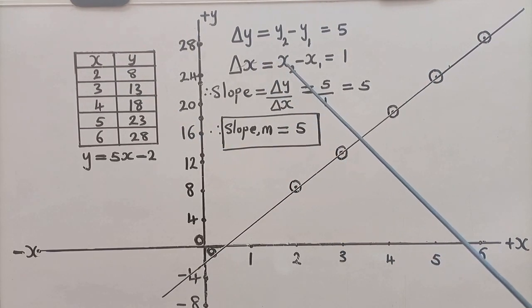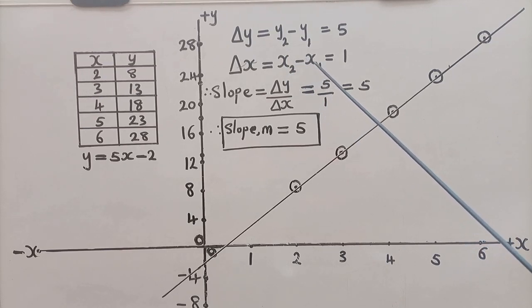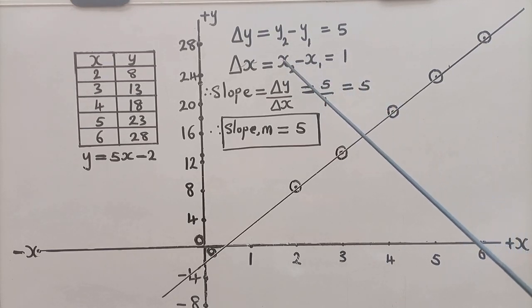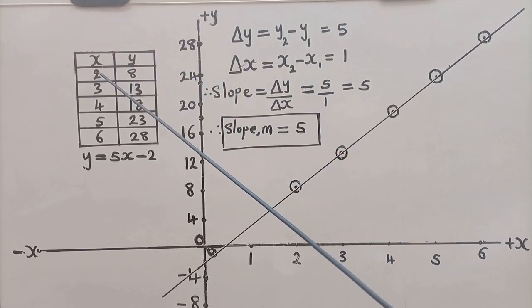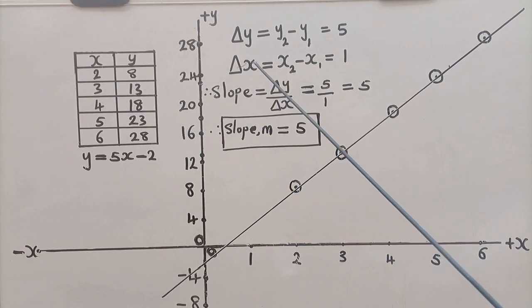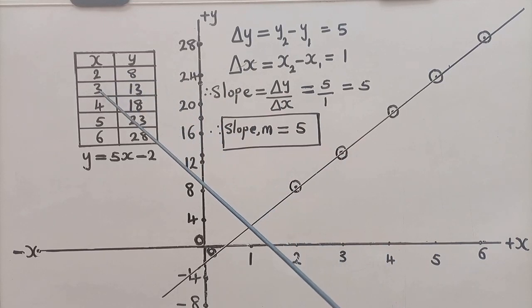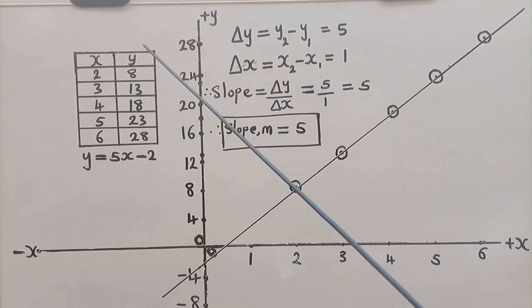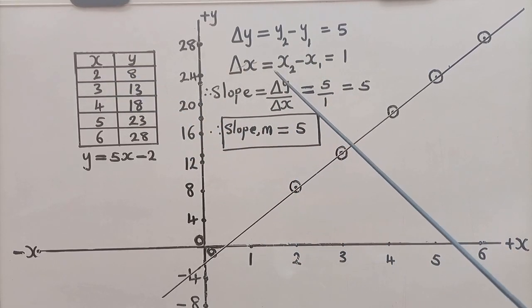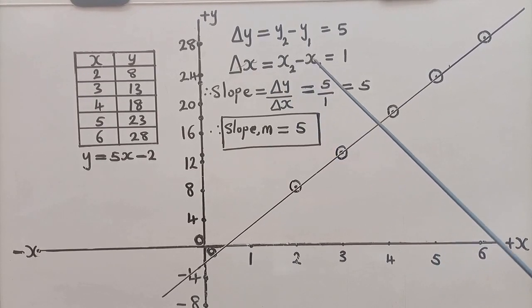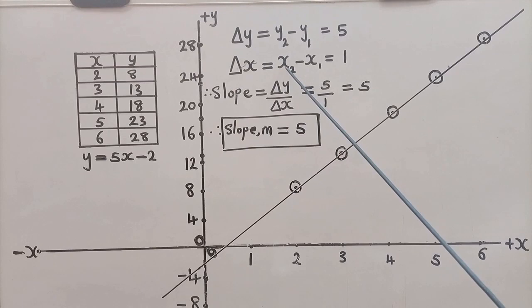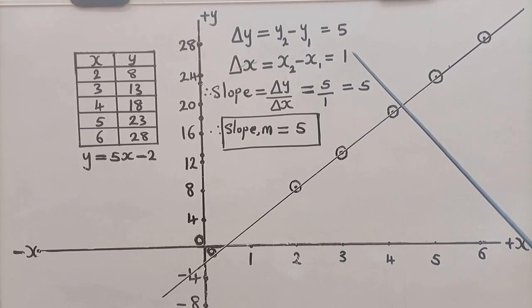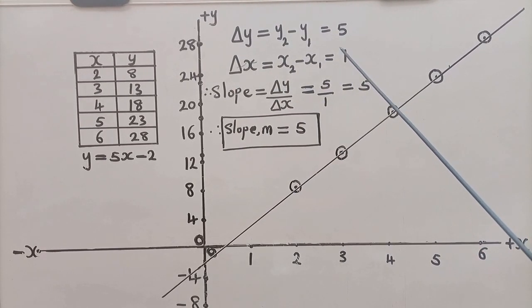What about this x? Change in x is equal to x2 minus x1. This succeeds. This precedes. Between 2 and 3, x2 is 3. x1 is 2. Therefore, change in x is equal to 3 minus 2, corresponding to x2 minus x1. The answer is equal to 1.